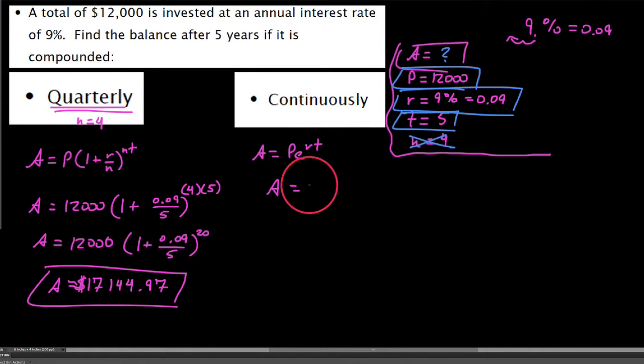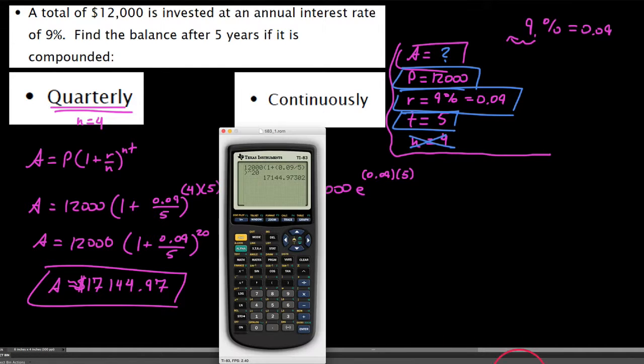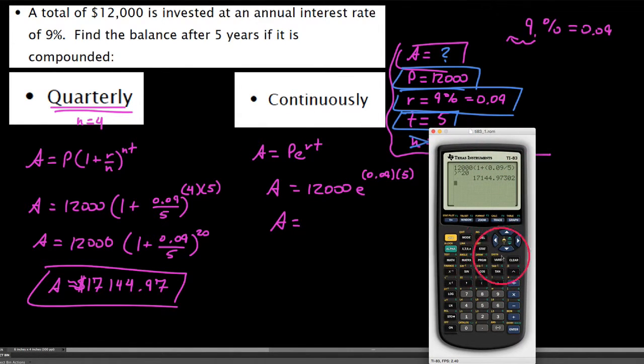So we have A is equal to our 12,000, or our starting number, times e, our 2.718-ish, to the power of 0.09 times, in this particular case, 5. So we have A equals, now, using our calculator, the first thing we want to find is our e to the power of button. So I'm going to clear all this out.